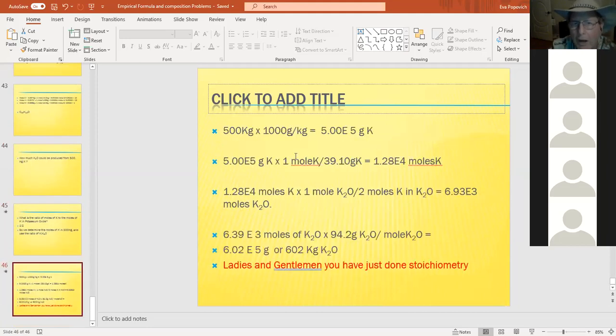So all I have to do is find the moles of potassium, and I multiply that by the 2K and K2O. This means I can produce twice as many moles of K2O. Then I take the moles of K2O, multiply that by the molecular weight. This gives me the grams of K2O. Okay, ladies and gentlemen, this is what stoichiometry is all about, and it's what we're going to get into the period after the test.